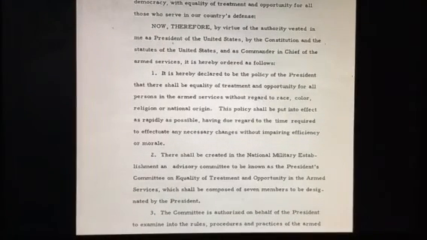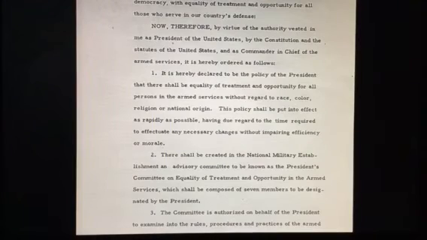Now, therefore, by virtue of the authority vested in me as President of the United States, by the Constitution and the statutes of the United States, and as Commander-in-Chief of the Armed Services, it is hereby ordered as follows. The policy of the President is that there shall be equality of treatment and opportunity for all persons in the armed services without regard to race, color, religion, or national origin. This policy shall be put into effect as rapidly as possible.